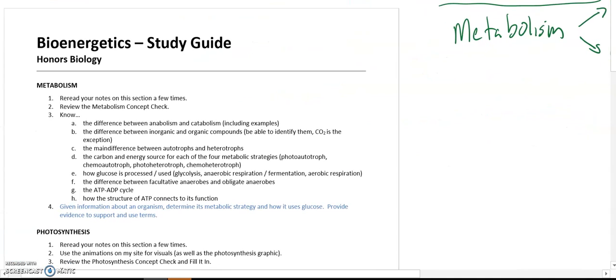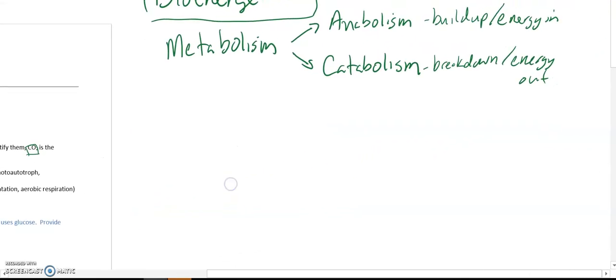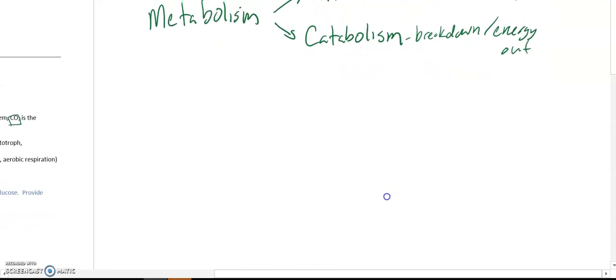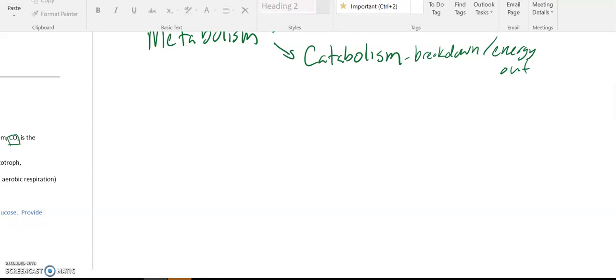All right. Now, looking at it, you need to know the difference between organic and inorganic compounds. So, in other words, be able to identify them. Our exception, of course, is CO2, which is inorganic. Right. So, organic usually is carbon with some sort of hydrogen after it. Carbon, hydrogen. Now, we have essentially 4 main metabolic strategies. Now, that's a key term. I want you to make sure you understand what that means. Metabolic strategies. Okay.